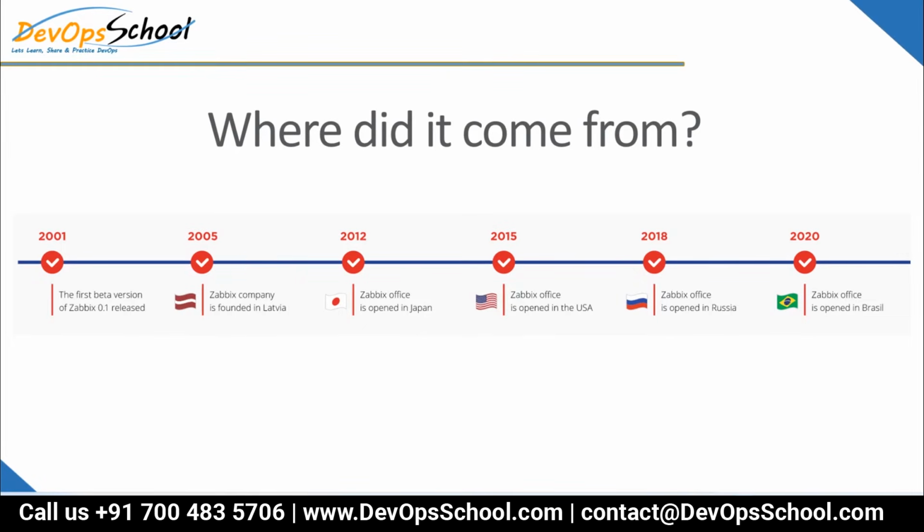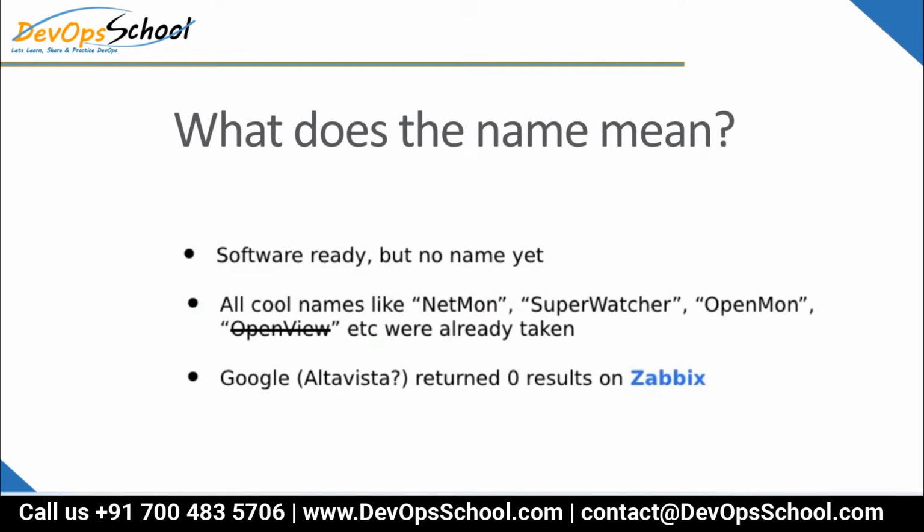So in 2001, the first beta version, Zabbix 0.1, was released. In 2005, the Zabbix company was founded in Latvia. In 2012, a Zabbix office opened in Japan. A Zabbix office opened in the USA in 2015, in Russia in 2018, and in 2020 a Zabbix office opened in Brazil. So this is the timeline which you can take note of.